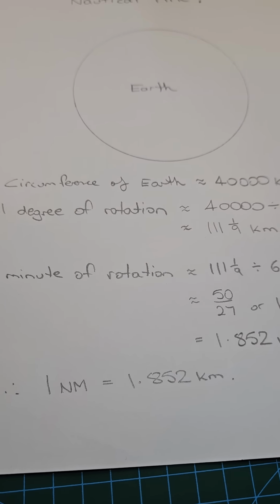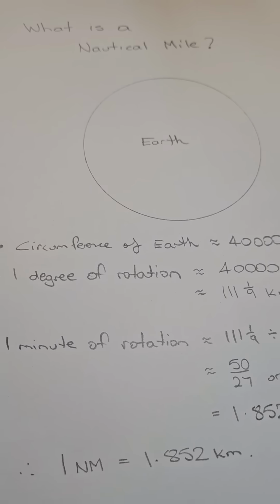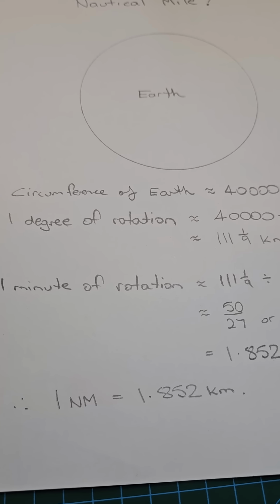And further to that, if you ever see a speed in knots, which is usually what boats are measured in when they're travelling along the water, 1 knot is 1 nautical mile per hour.